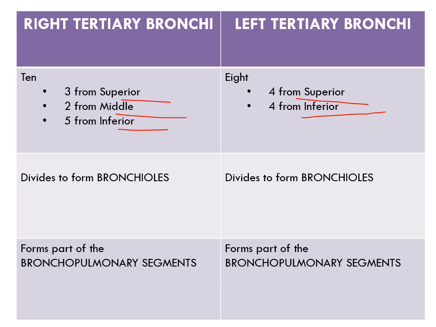On both sides, the right and the left, the tertiary bronchus would further divide to form the bronchioles, and then the bronchioles would eventually form part of the bronchopulmonary segment, which we'll talk about in a separate module.